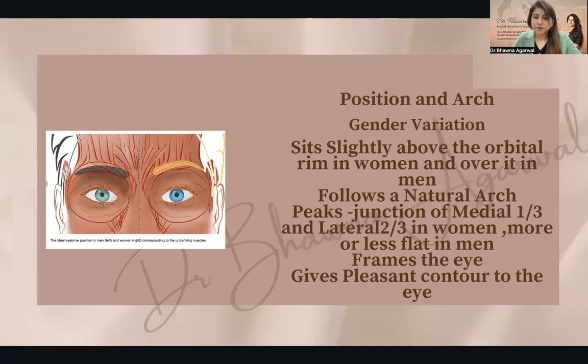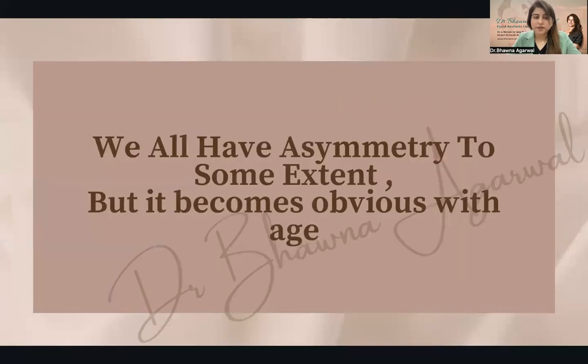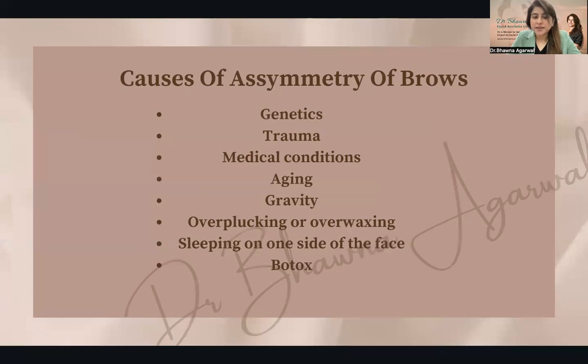So usually asymmetry becomes more obvious with various factors like aging or behavioral patterns, like the side to which you sleep or the side which you use to chew most often. So these can contribute, and there are other reasons like genetics, trauma, medical conditions, gravity, overplucking, overwaxing, and other aesthetic procedures which can contribute to the asymmetry.